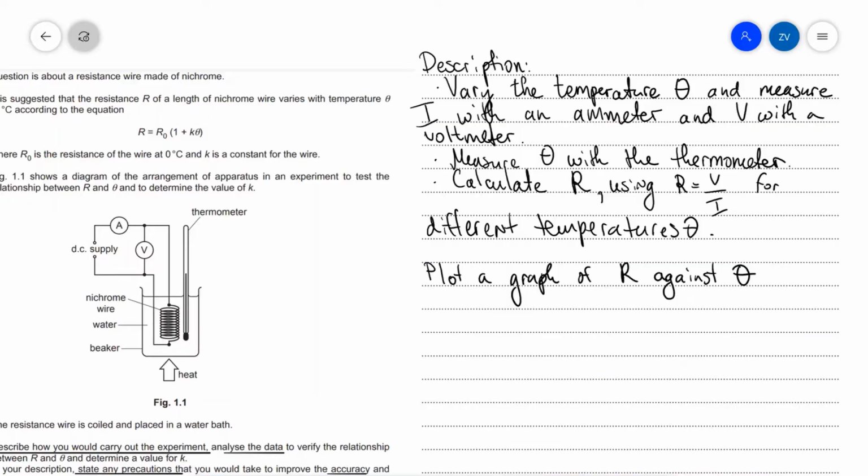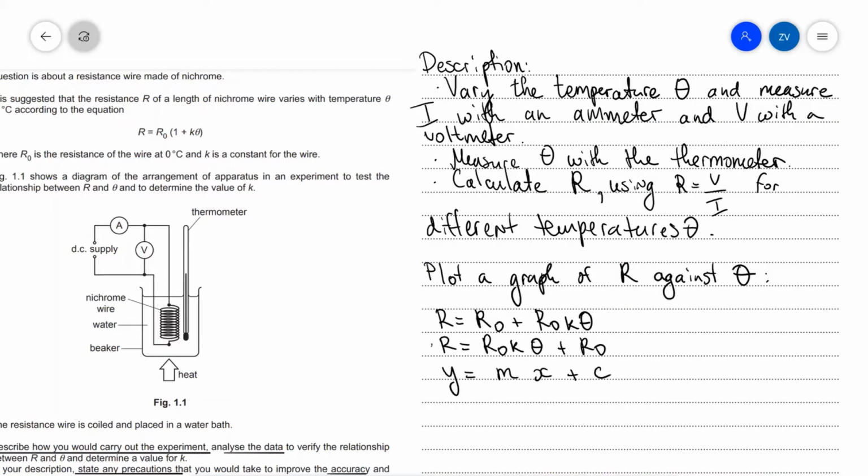Now we can work to expand this equation that we're asked to verify with an experiment, and I'm just going to expand the brackets. So R is equal to R naught plus R naught K theta. Now we can rewrite this once again: R is R naught K theta plus R naught, exactly like this. So just swap these around, and just underneath I'm going to write y is equal to mx plus c.